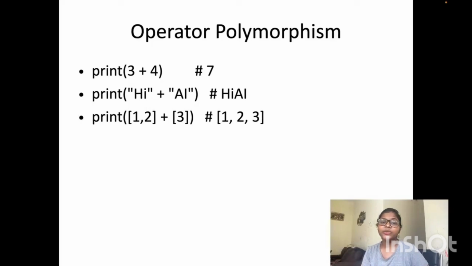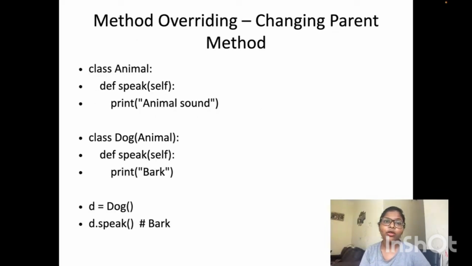So the operator is performing the same even though different data types are given as the input. Now method overriding, that is changing the parent method. Let's suppose you are having a parent method and a child method.